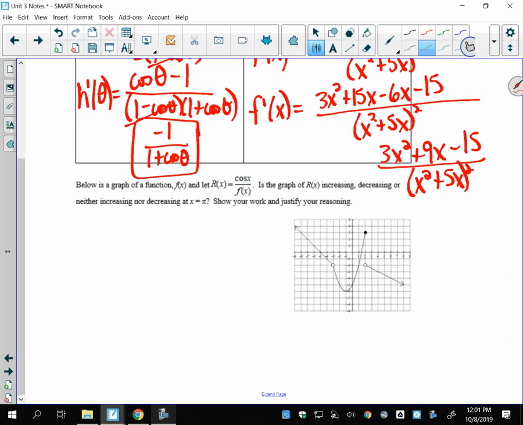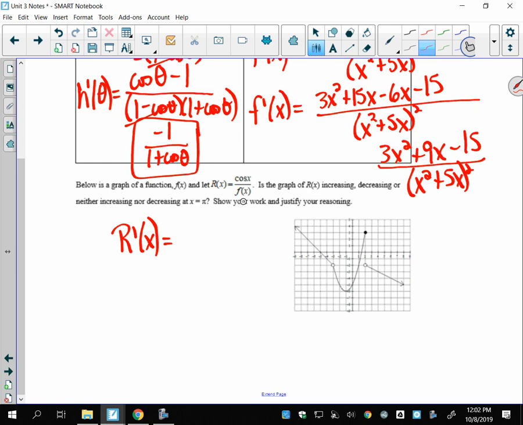Okay. Below is a graph of a function f of x, and let r of x equal cosine of x divided by f of x. Is the graph of r of x increasing, decreasing, or neither increasing or decreasing at x equals pi? Show your work and justify your reasoning. Well, if we want to talk about increasing and decreasing, we want to talk about the derivative. So the first thing that I'm going to do here is take the derivative of r of x using the quotient rule.